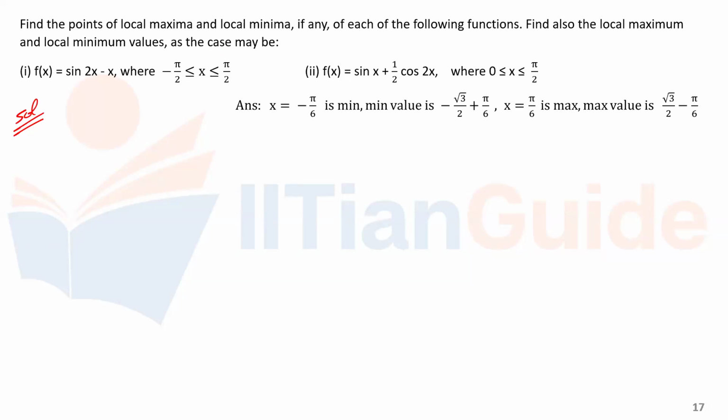They have given the interval to be very small, minus pi by 2 to pi by 2. So either I will get a maximum or minima. But when the interval is very large, for example, 0 to 2 pi, then I may get many maxima, many minima. But here, anyway, all of you please proceed.